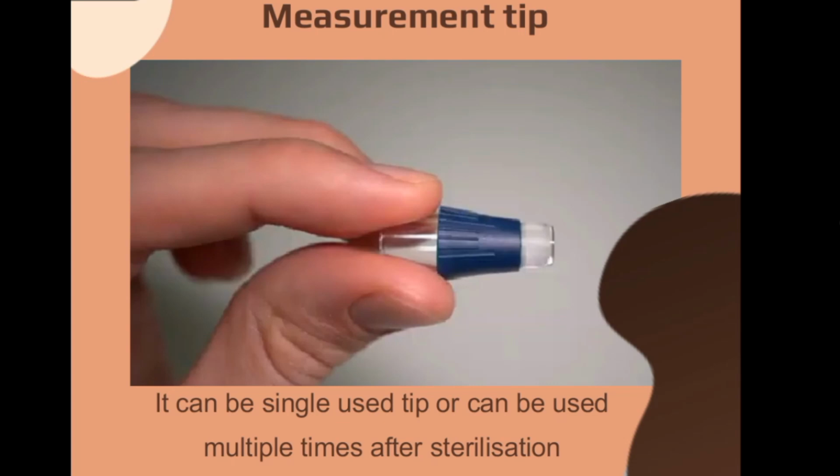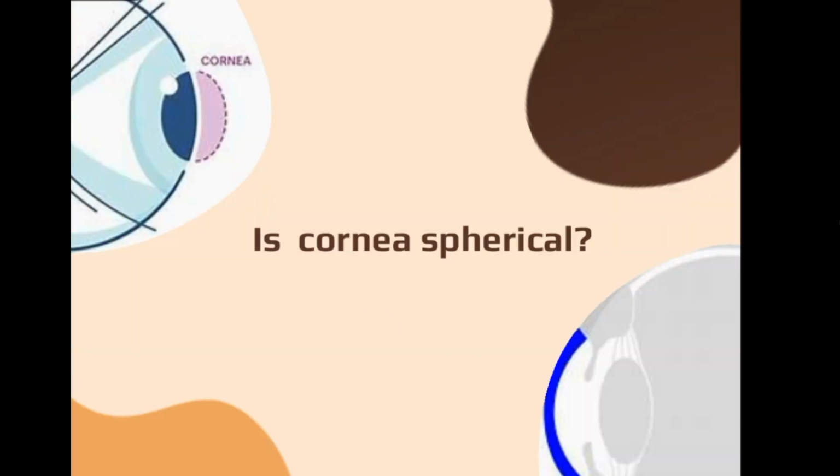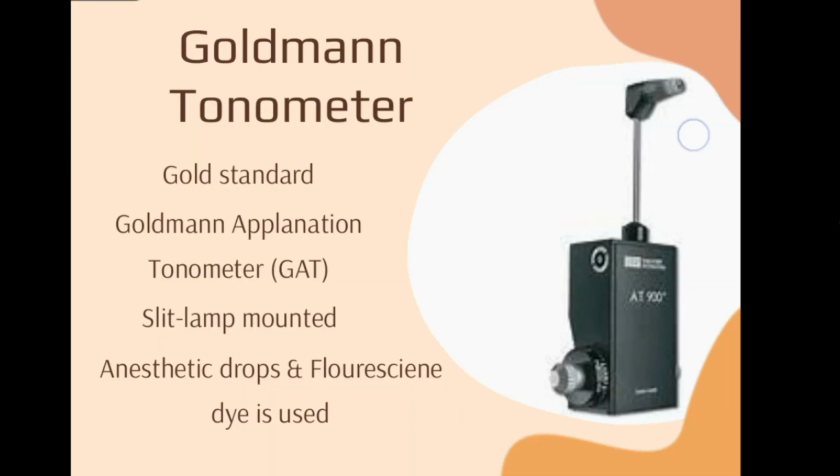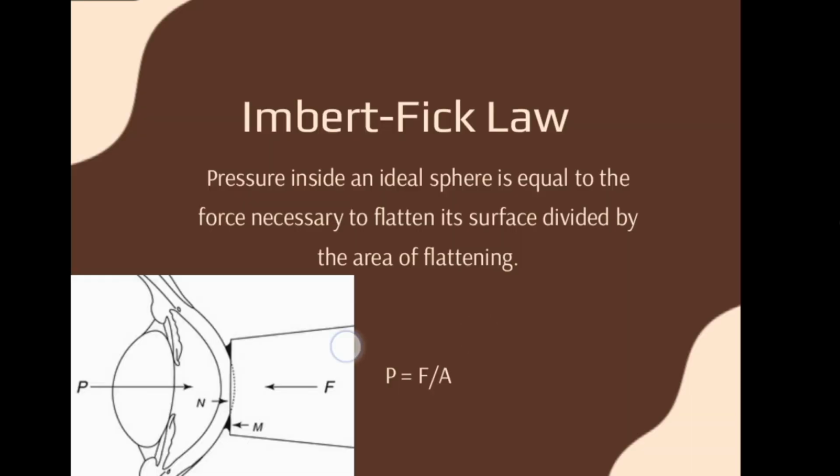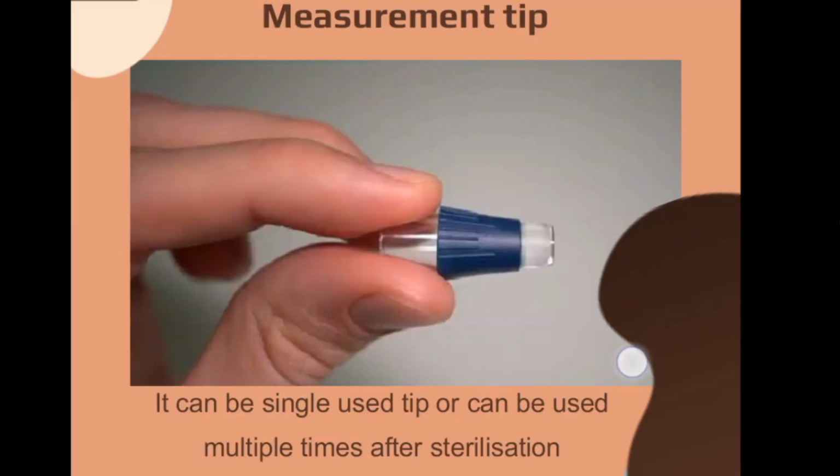So there is a measurement tip attached to the Goldmann tonometer. Over here you can see this tip which is attached to the Goldmann measuring device. So this tip is the measurement tip. This measurement tip can be used once or can be used multiple times after sterilization. You can sterilize it, and after cleaning it you can use this tip again.